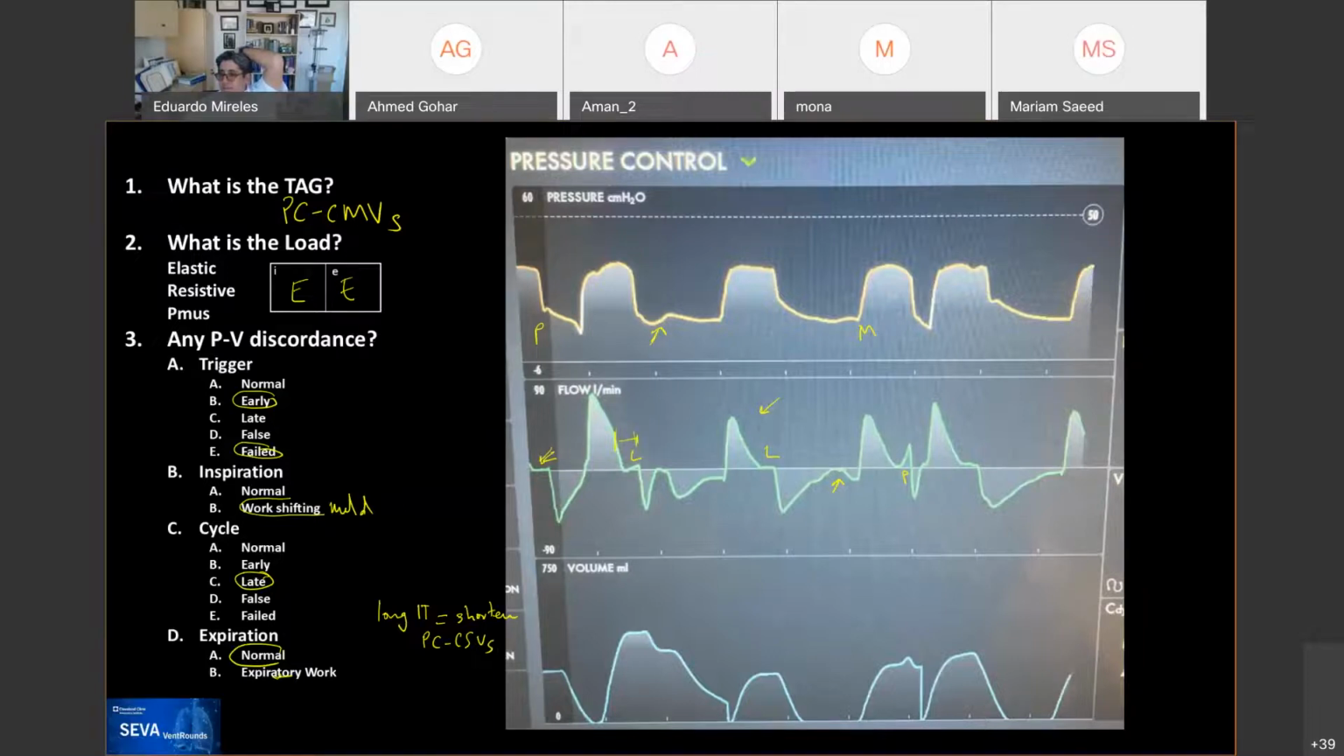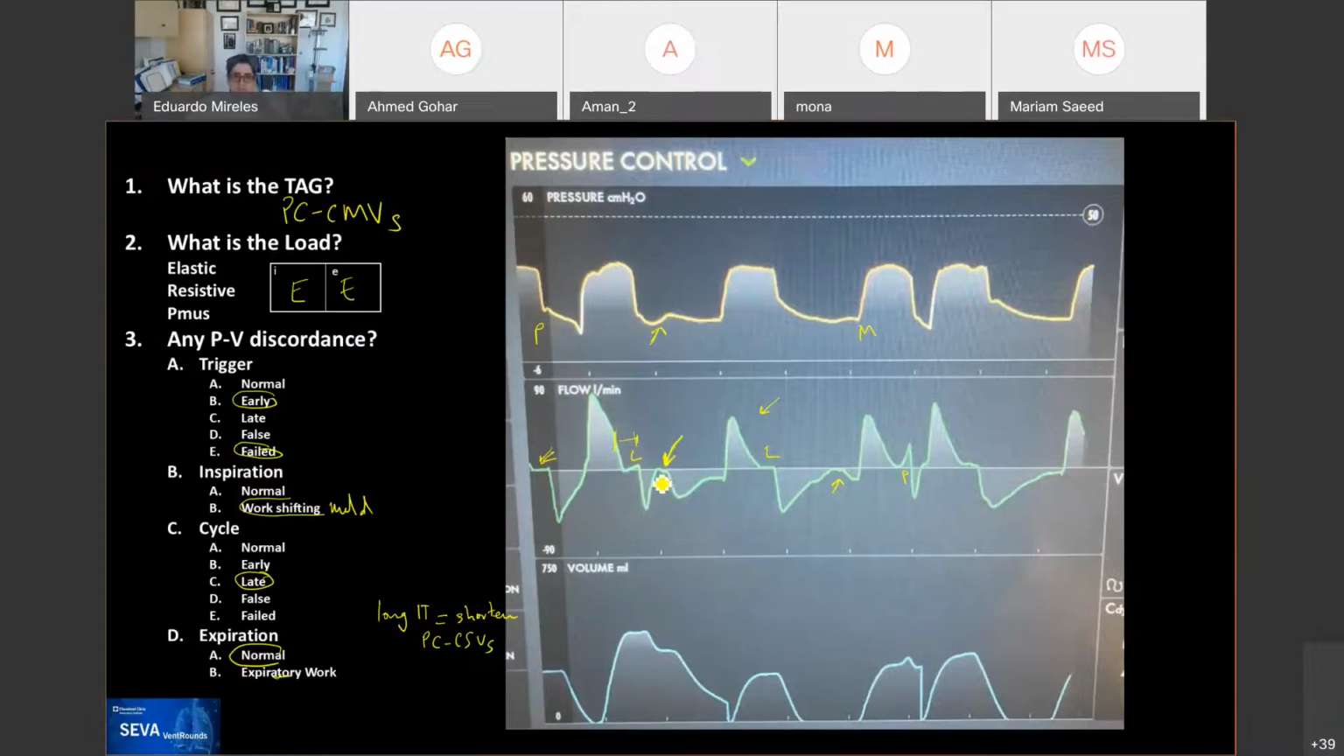My question is, during early expiration, you see that the patient is trying to trigger the breath again. I was under the impression that if that happens, that's the pattern we see with early cycling. How do you differentiate whether it's early cycling or a missed trigger? This thing over here? Yes. So that's a missed trigger.